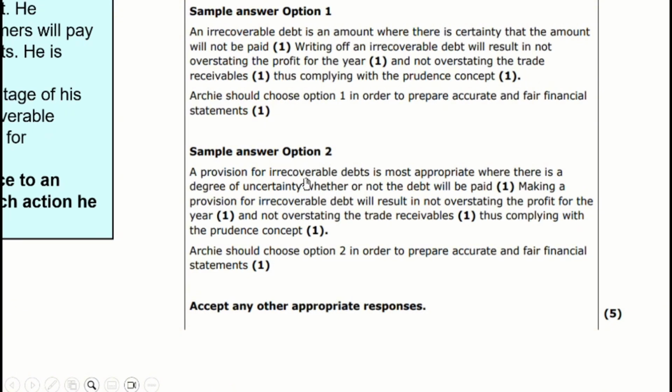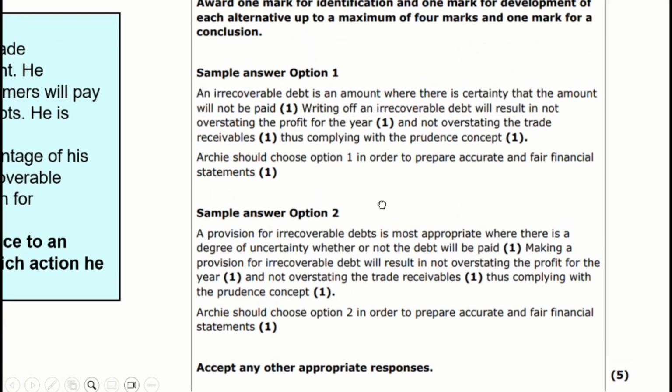A provision for irrecoverable debt is most appropriate where there is a degree of uncertainty whether or not the debt will be paid. Making a provision for irrecoverable debt will result in not overstating the profit for the year and not overstating the trade receivables, thus complying with the prudence concept. Therefore, Archie should choose option 2 in order to prepare accurate and fair financial statements. Any one of these answers can be a model answer for this question.